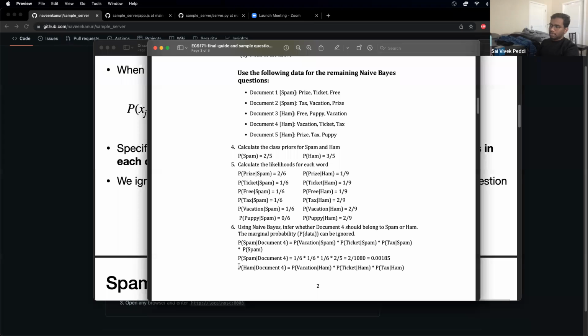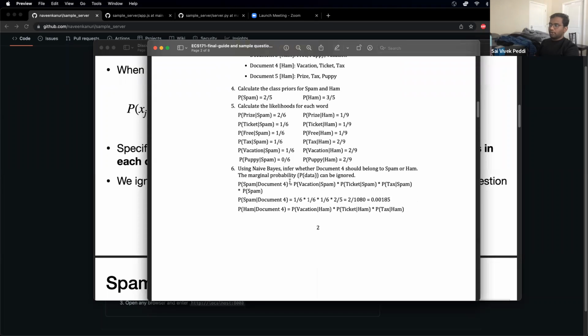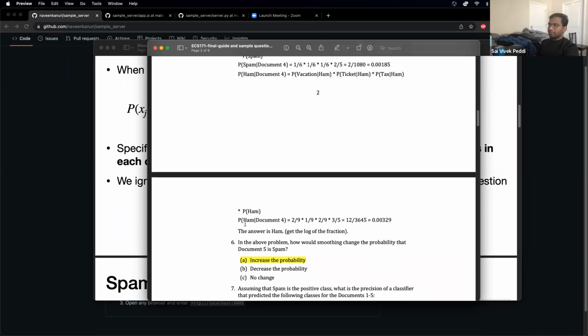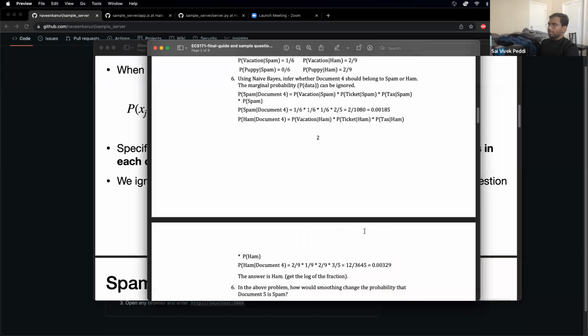Now, we have already computed the likelihoods for each word. So all you have to do is multiply all of them together and you will get the value. So it is 0.00185. Now, one more thing is probability of ham given the document. In the same way, whatever you have done earlier, you will do the same thing here, and you got the value 0.00329. So by looking at it, you can clearly figure out that the probability of ham given document 4 is higher than the probability of spam given document 4, right?